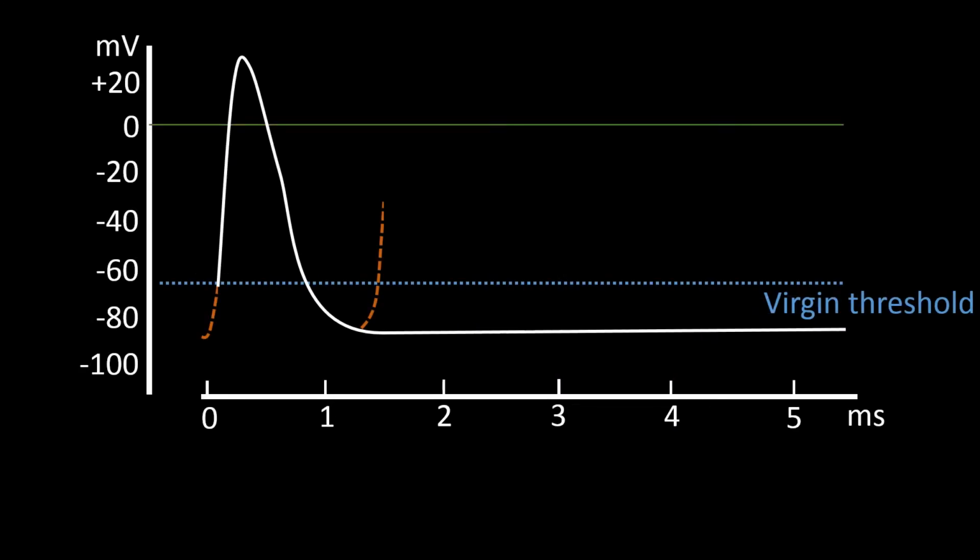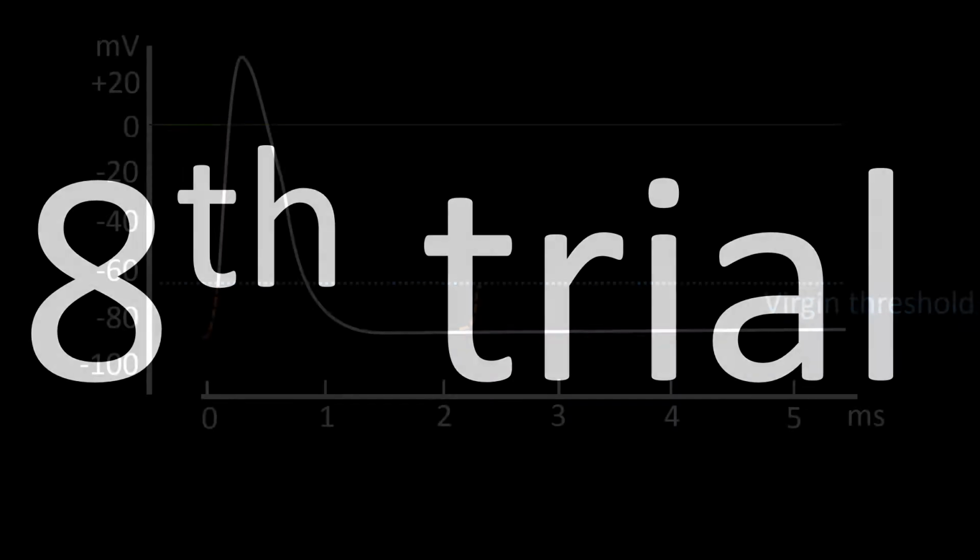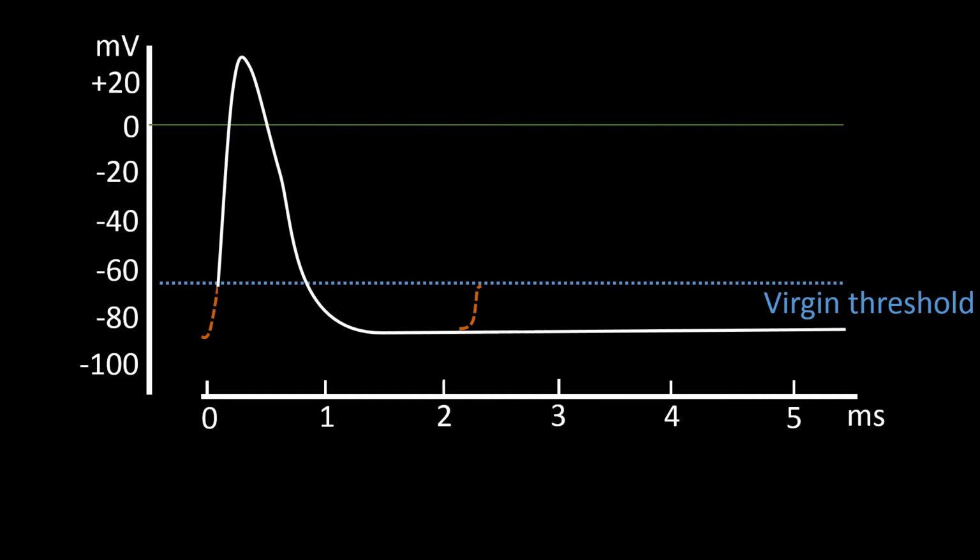During the seventh trial, the timing of the second stimulus is not changed, but the intensity of the stimulus is increased. And at this point, an action potential is triggered. During the eighth trial, after the first stimulus, a second low-intensity stimulus is given shortly after 2 milliseconds of the first stimulus, and again, no action potential is triggered.